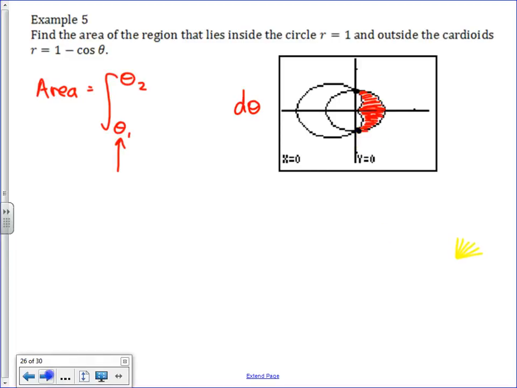Area between. Now, kiddos, they could give us different ones, but this one says the region that lies inside the circle, and we started talking about this the other day, and we got stuck. The area of the region that lies inside the circle and outside the cardioid. Now we figured out, hey, it's an area, there are theta bounds, but this just got a lot more complicated.